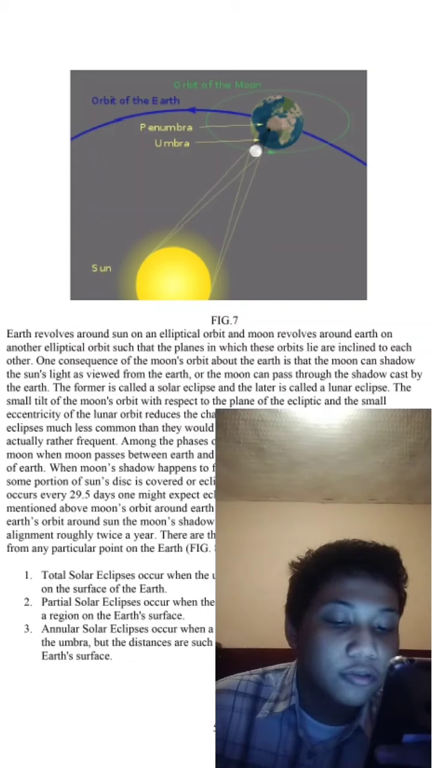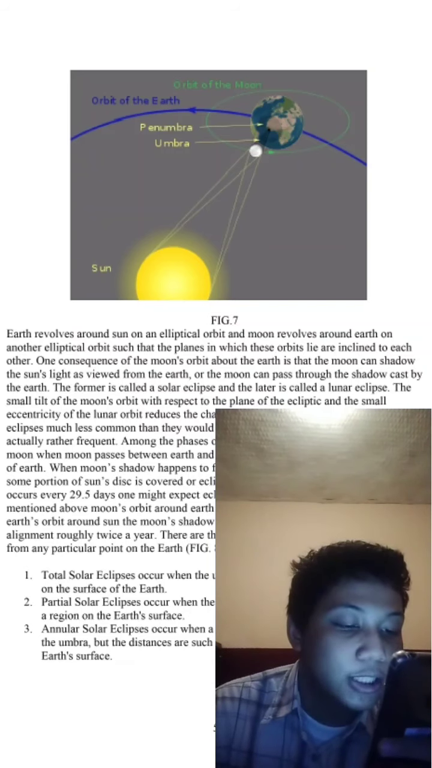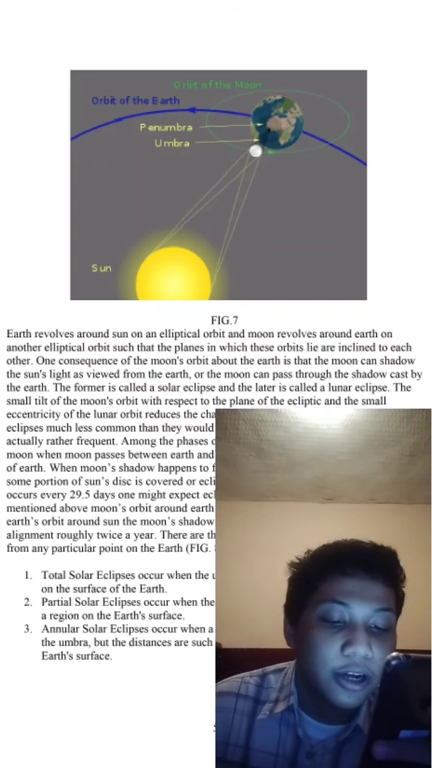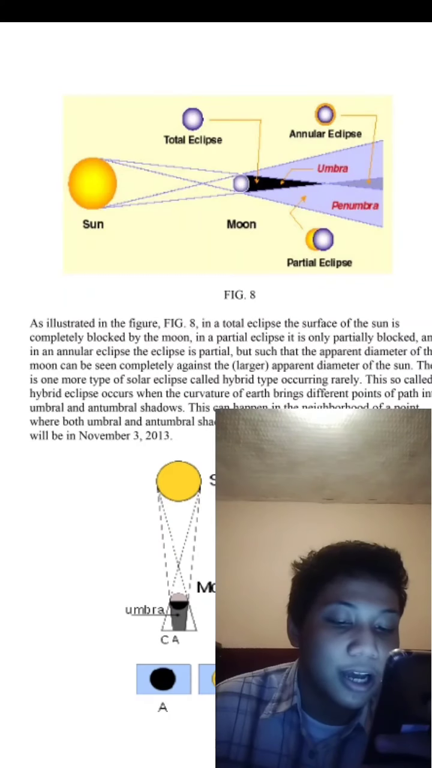The small tilt of the moon's orbit with respect to the plane of the ecliptic, and the small eccentricity of the lunar orbit, reduce the chance of perfect alignment, and thus make eclipses much less common than they would be otherwise. But partial or total eclipses are actually rather frequent among the phases of the moon.